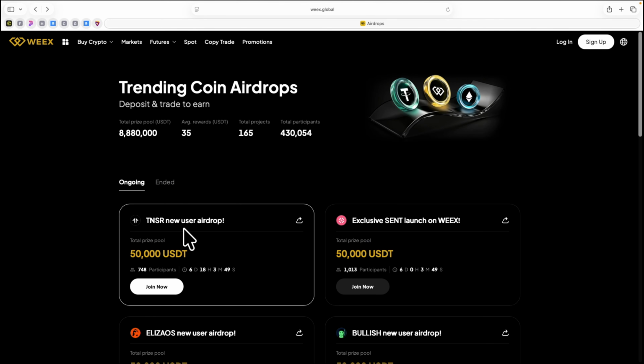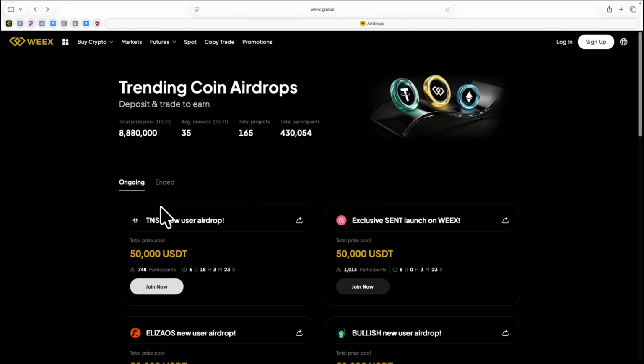But if you are an existing user, you can use the airdrop I talked about in the part 1 video. That one is not for new users alone, it's for everybody. Most of the ones you see right here are majorly for new users. There are other ones that are not for new users alone, but most of them are for new users. That's why I'm saying that if you don't have a Weex account, go ahead and use the link in the description below to create an account so that you can participate in all of these airdrops.